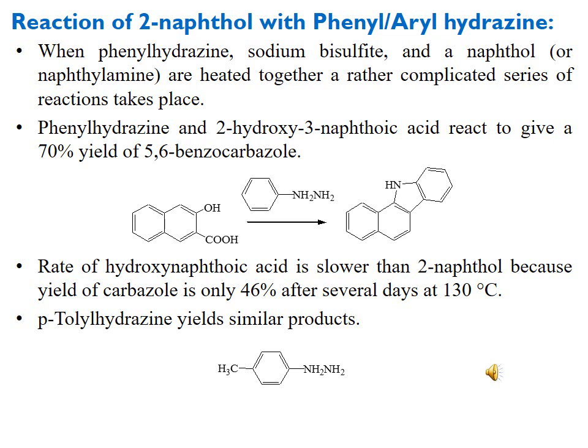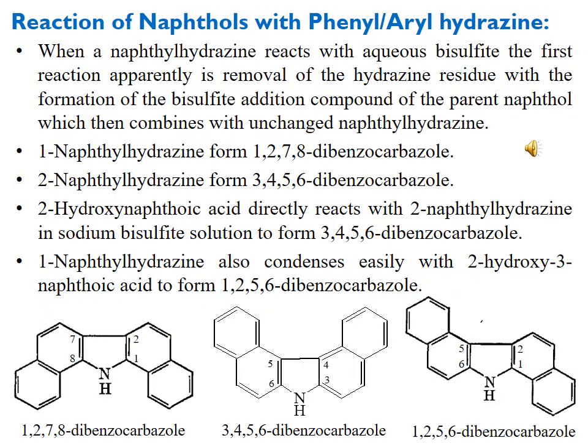In a similar fashion, the reaction product can be observed for para-toluyl hydrazine, that is, aryl hydrazine, which gives the same type of carbazole product. Naphthyl hydrazines can also be used for the formation of carbazole. But here the reaction is known to involve first the removal of hydrazine from naphthyl to form naphthol, and then this naphthol reacts with another molecule of naphthyl hydrazine to form the carbazole product.